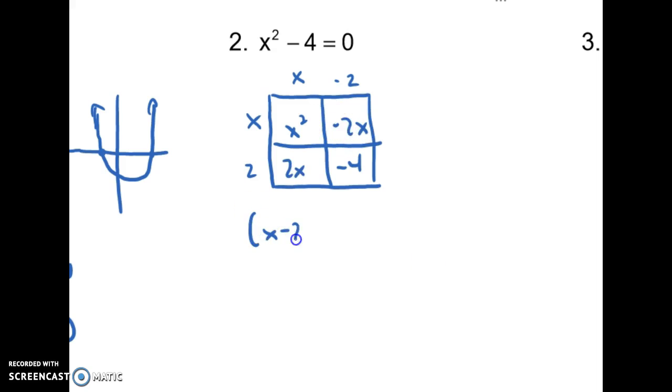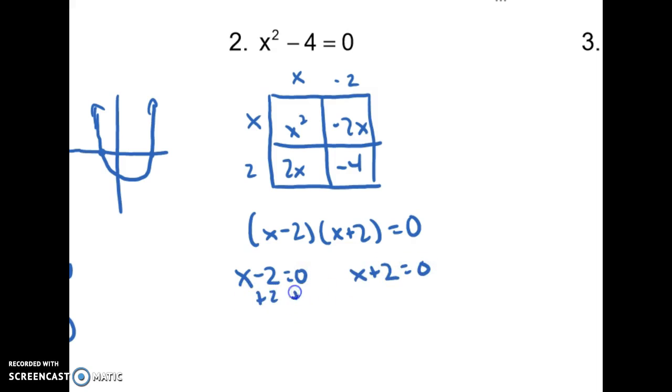So my factors are x minus 2 and x plus 2 equals 0. Using the zero product property, take each of your factors, set them equal to 0, and solve. So add 2 and subtract 2.